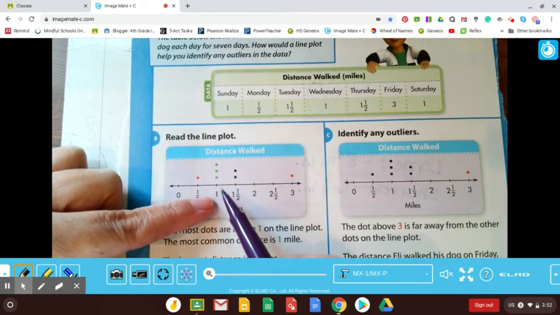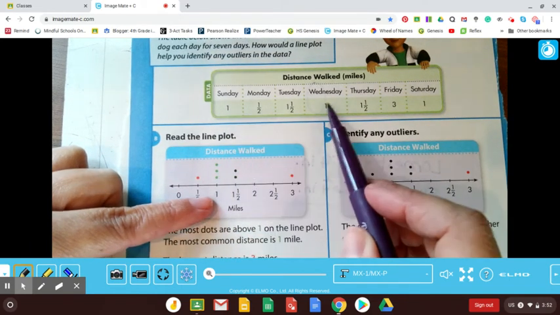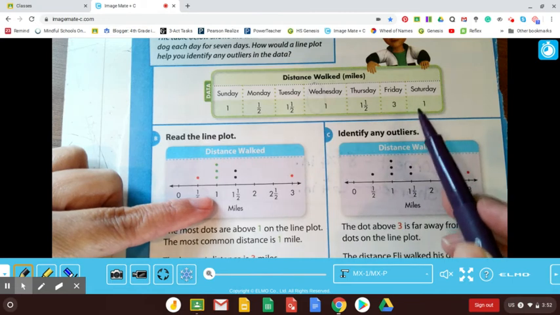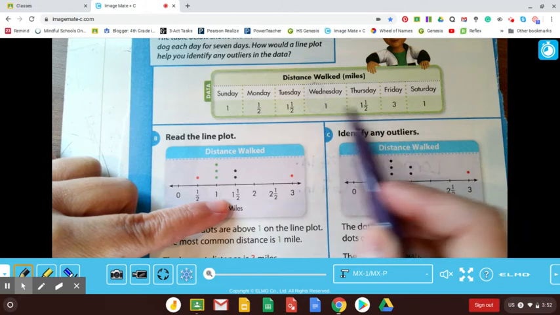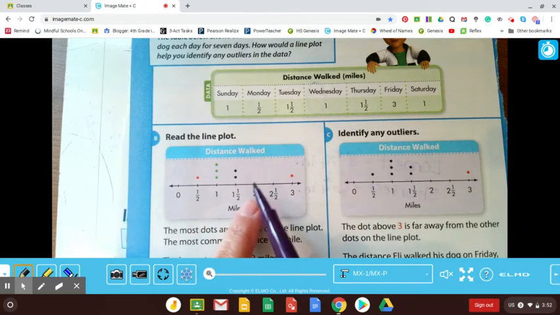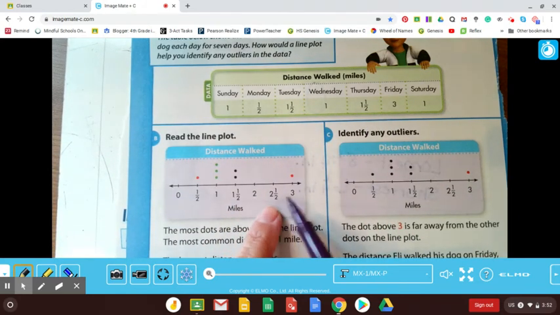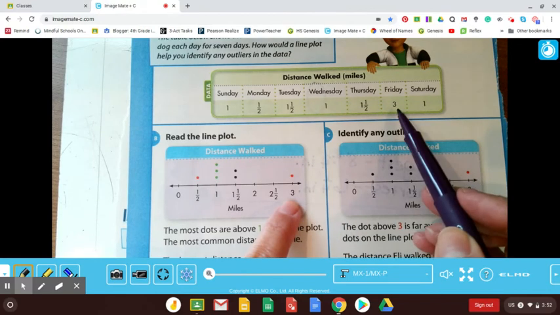That 1 mile mark, I have 3 dots because it was Sunday, Wednesday, and Saturday. For 1.5 miles, there were 2 that were a 1.5, right, Tuesday and Thursday. Nothing for 2, nothing for 2.5, and then 3 miles on Friday.